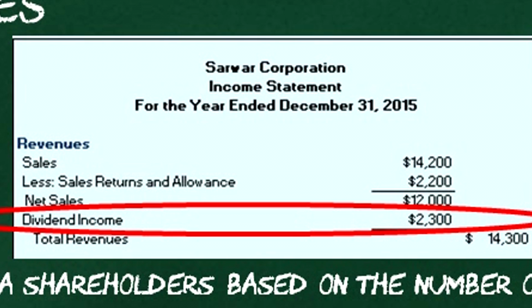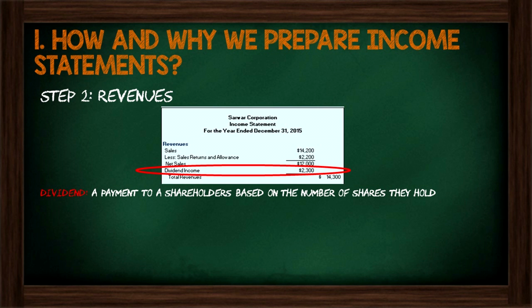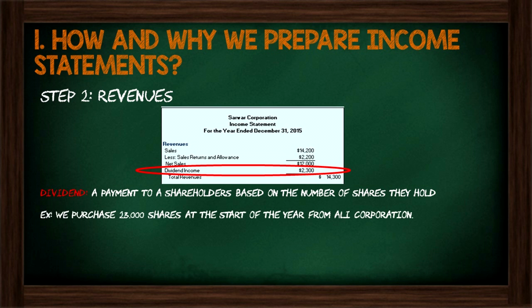Okay, so as you can see from the header here, we are the Sarwar Corporation. Now, let's say we as the Sarwar Corporation decide to invest in the Ali Corporation. So at the beginning of the year, we buy 23,000 shares of the Ali Corporation. And let's say at the end of the year, the Ali Corporation decides to thank all their shareholders by issuing a dividend of 10 cents per share held.